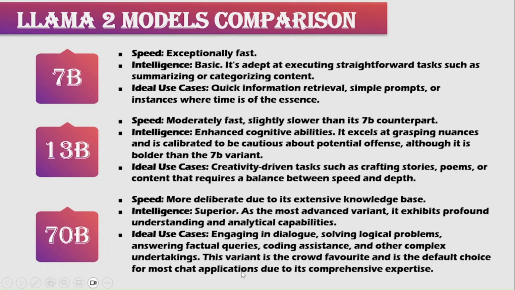This variant is the crowd favorite and is the default choice for most chat applications due to its comprehensive expertise. So if you want to make a chatbot, you definitely have to choose these 70 billion parameters for that. So this was a basic comparison among the models. In the next part, we'll try to show some practical use cases by using Visual Studio Code and the Together AI API.